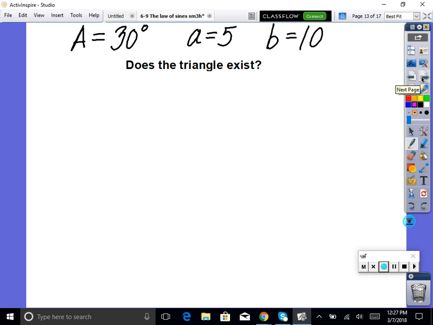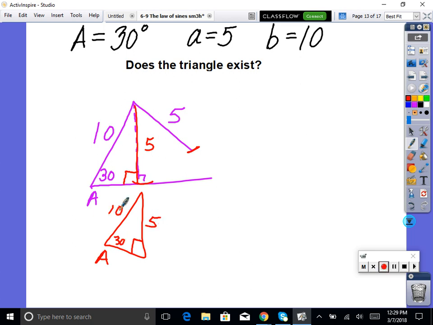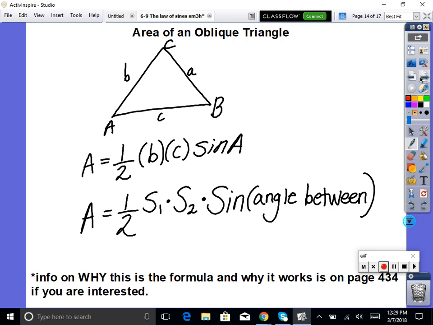How many triangles exist, if any? Try again. Did we find the height? 5. Okay, now then that means if we were to take this and lay it straight down, it's going to be crossing in that exact spot. So our one right triangle is all we have, right? So we could even use Pythagorean theorem and not use the law of sines and all this good stuff. Okay, awesome.